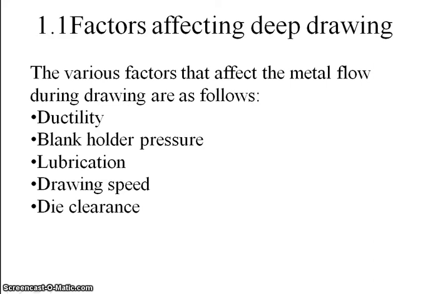Die clearance. Die clearance is nothing but the gap between the punch and the die. It should be 7 to 20% of the metal thickness. A proper die clearance is necessary for a good component to be manufactured.